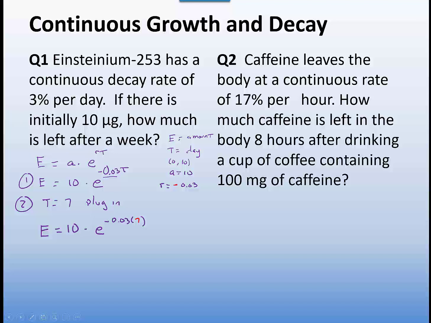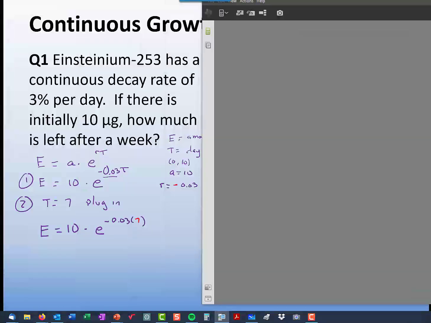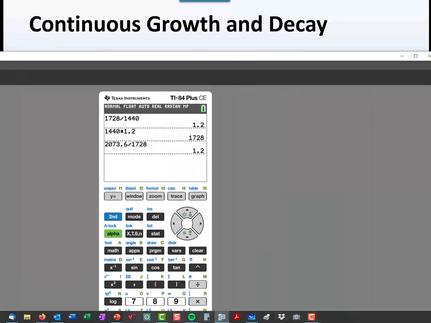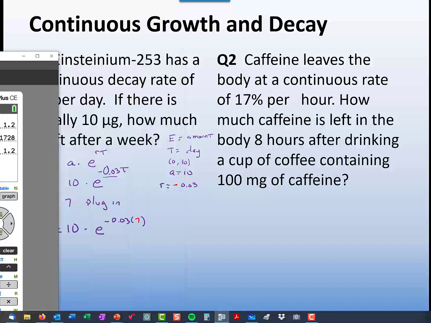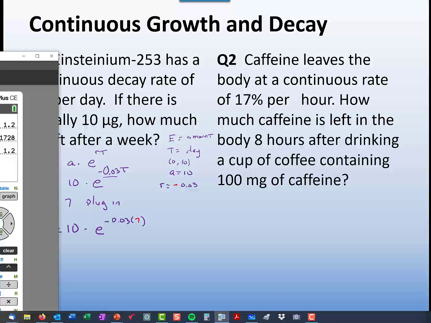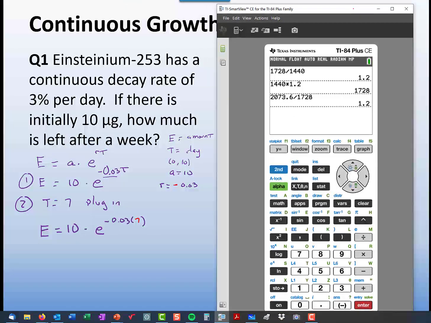And now the rest is calculator work. So I'm going to pull up the calculator here. Okay, let's do this calculation here.